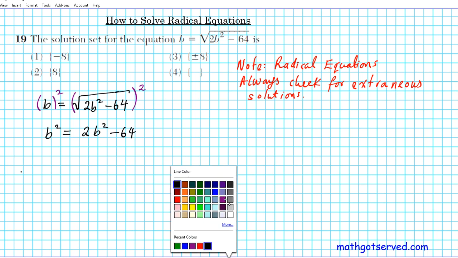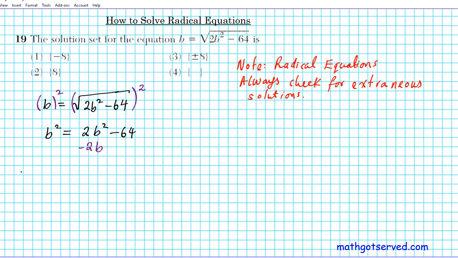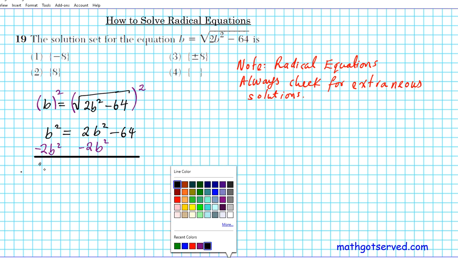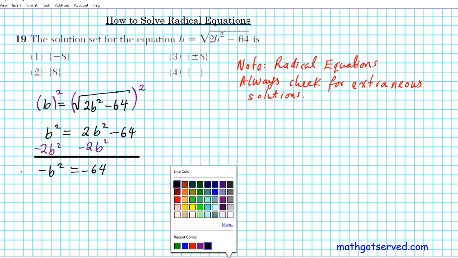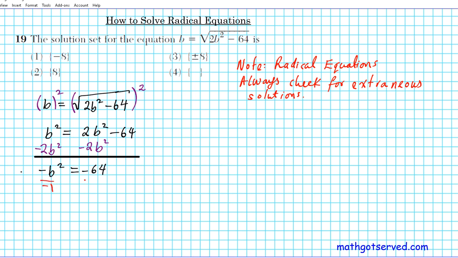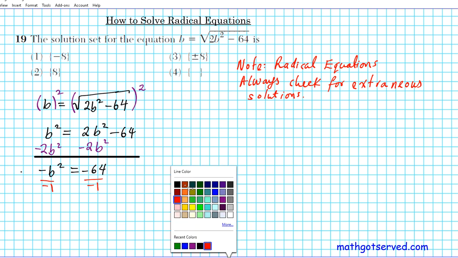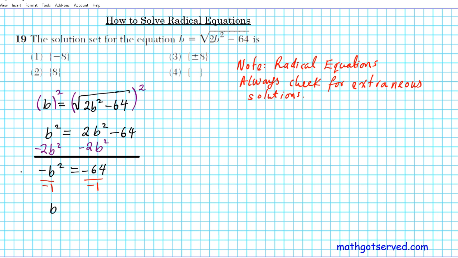We want to collect like terms, the variable terms to the left and the constant on the right. So we are going to subtract 2b squared from both sides of the equation. That gives us negative b squared equals negative 64. This negativity is really annoying, so let's get rid of it. Divide both sides by negative 1, because we want to get the variable by itself. So we have b squared equals 64.